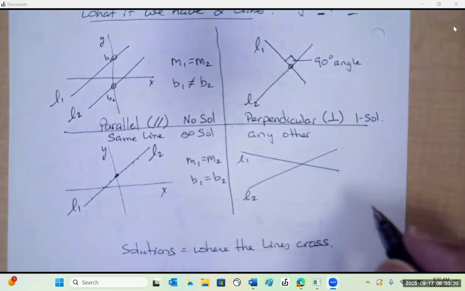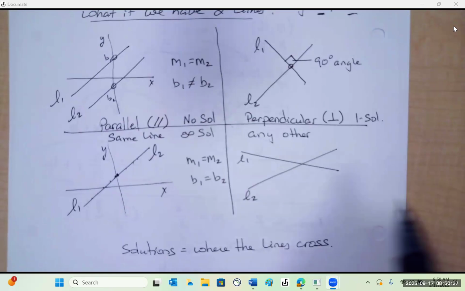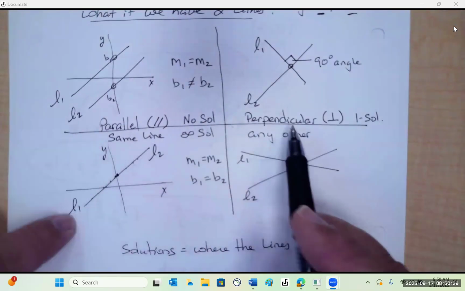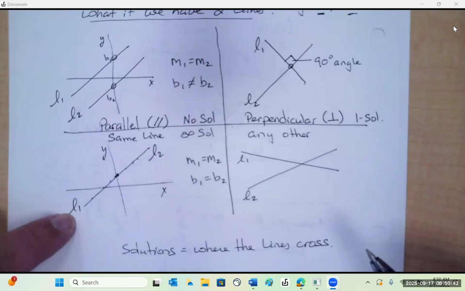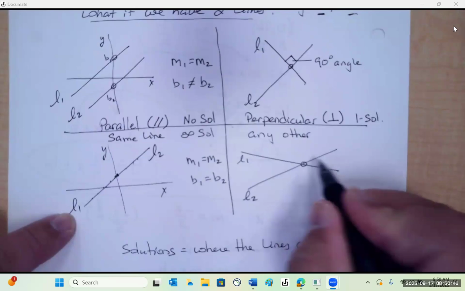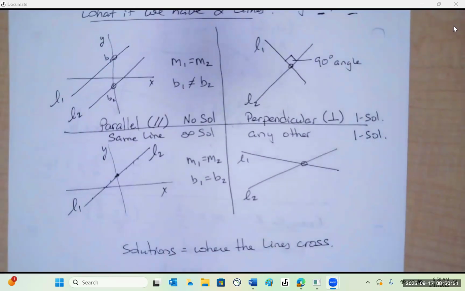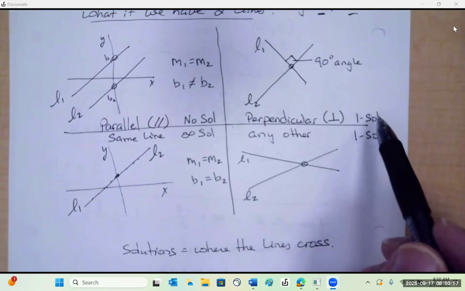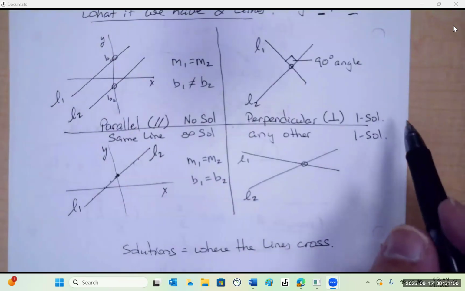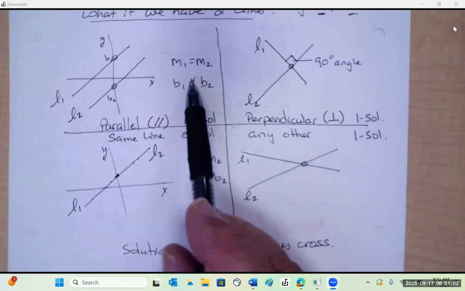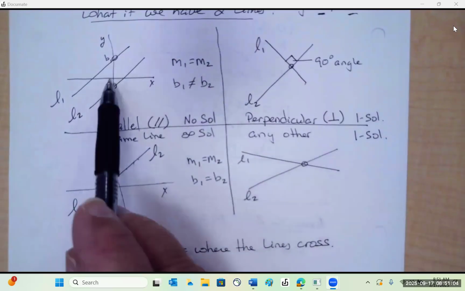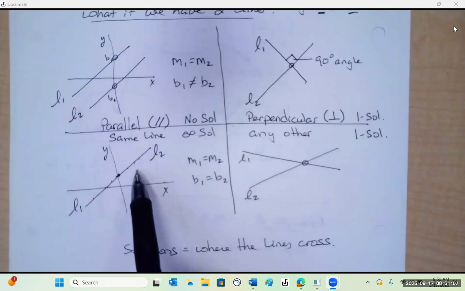This is just any other. They're not parallel, they're not perpendicular, they're not the same line, it's just any other lines. How many solutions do they have there? They have one solution. So what do we know? If the slopes are different, then we have to have one and only one solution. If the slopes are the same, either we have no solutions or infinitely many. It's all or nothing on those.